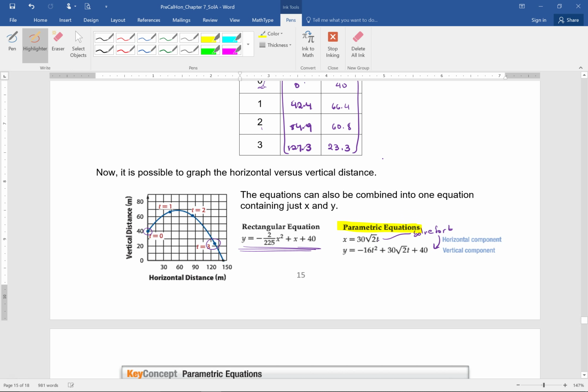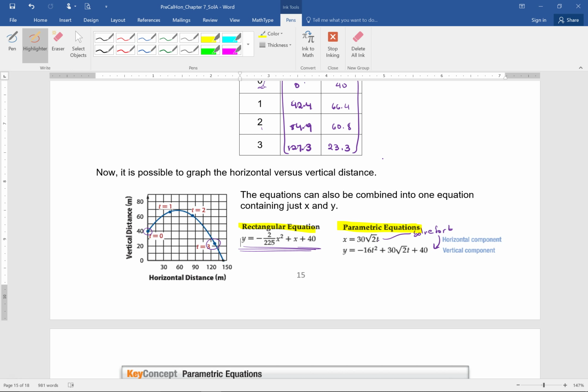They're called parametric equations because they tell you the change in x and the change in y in terms of t. And then when you combine the two and get rid of t, we get what we call rectangular equations, which just have x and y, just like any rectangular equation would. Okay?